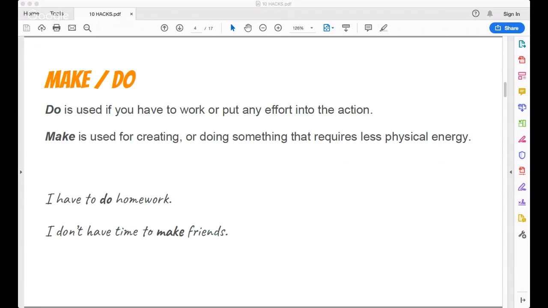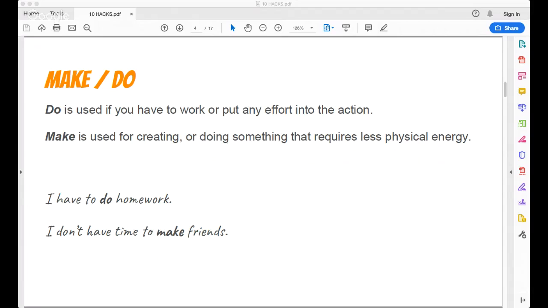All right. So, as you can see here on the slide, "do" is used if you have to work or put any effort into the action. But "make" is used for creating or doing something that requires less physical energy. So, I have to do homework, right? We have to put effort in it, right? Physical, like actual physical effort and time.